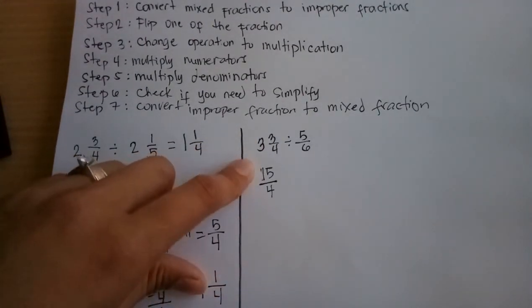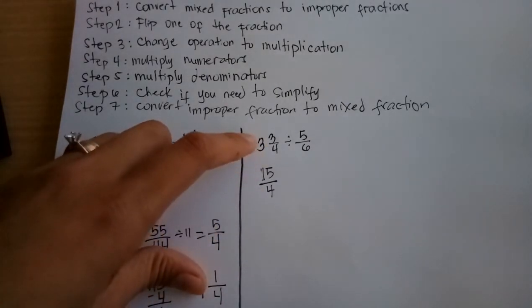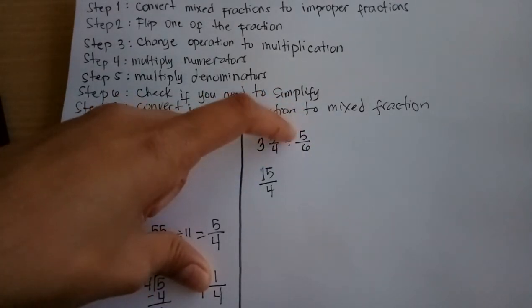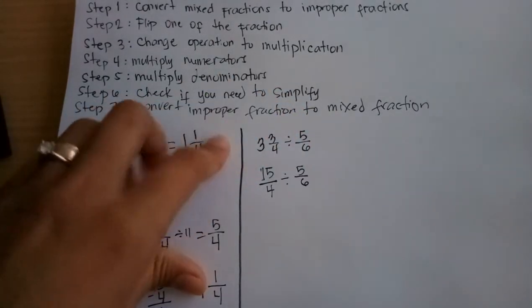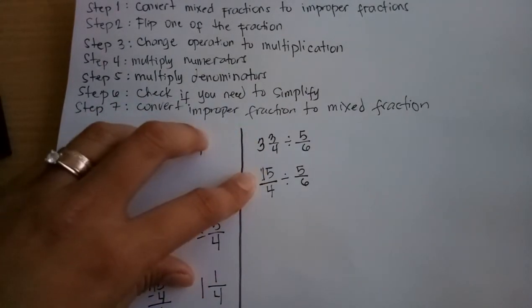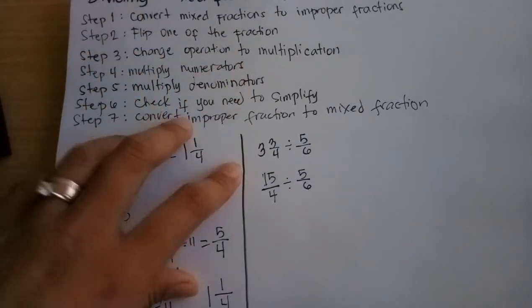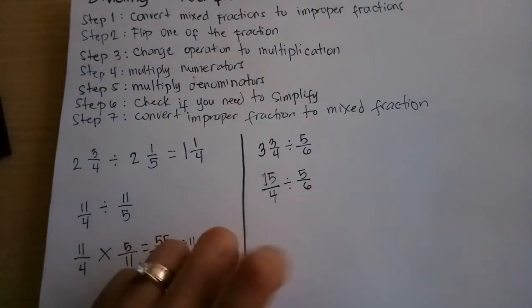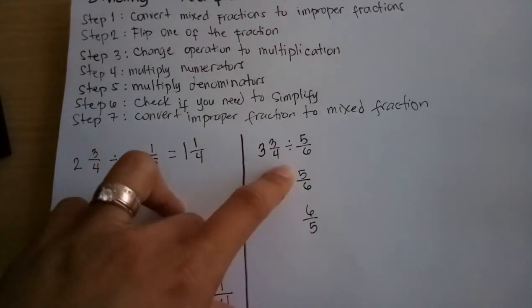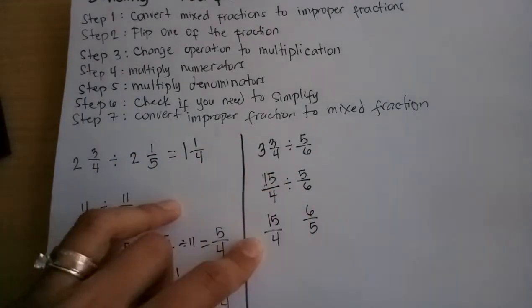So we have 15 over 4, the equivalent of 3 and 3/4. And I'm just going to copy this fraction since it's not mixed. After we have converted our mixed fraction to an improper fraction, the next step is to flip one of the fractions. So let's say we flip the second fraction again. Once we have flipped 5/6, now it's going to be 6/5. Let's just copy this fraction down.